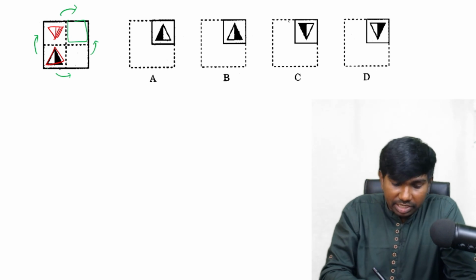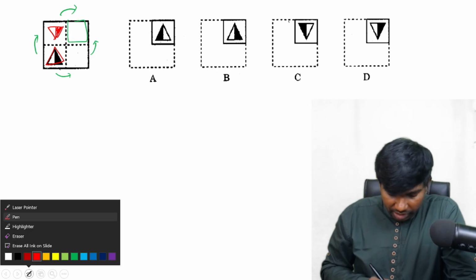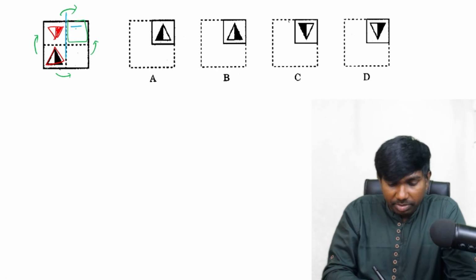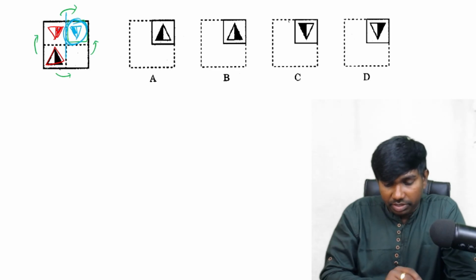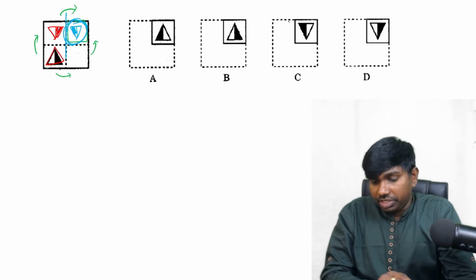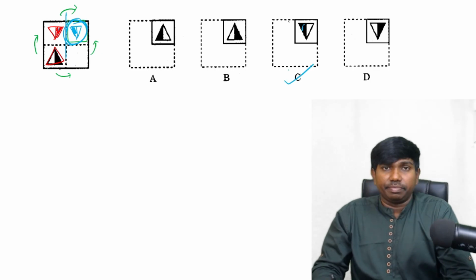In water image, the right side part will have right side shading only. Next, right side folding. Right side folding will give us a mirror image. So in the mirror image, the triangle position will be the same, meaning inverted will remain inverted, but the right side shading will become left side shading. So this must be our answer figure: an inverted triangle with the left side part shaded. That is figure C, right?